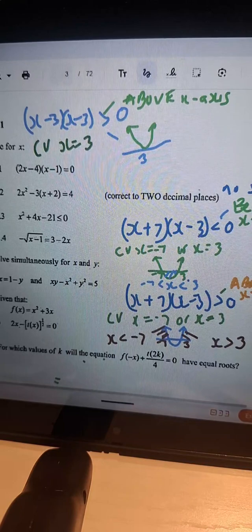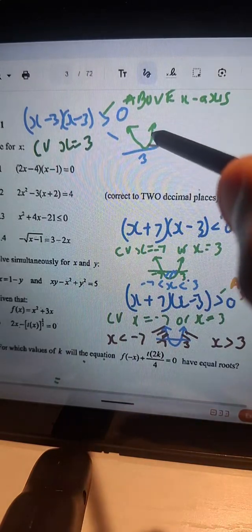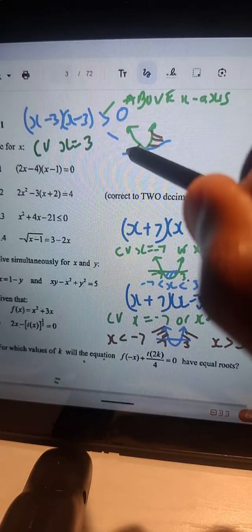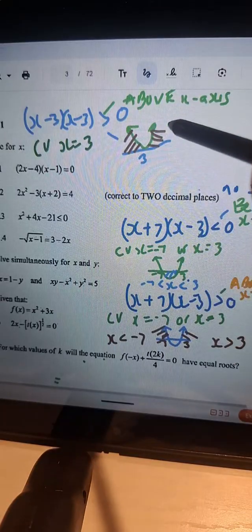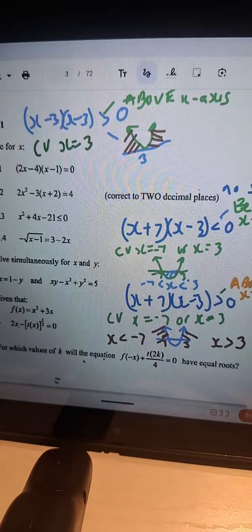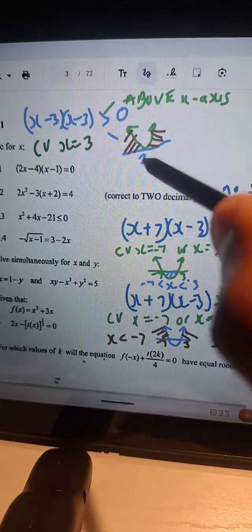Let's see what people have to say. Above. Okay. Which place is it not above? So what would we write as our answer for this one? For which values of x is the function above the x-axis? Where x is not equal to 3.